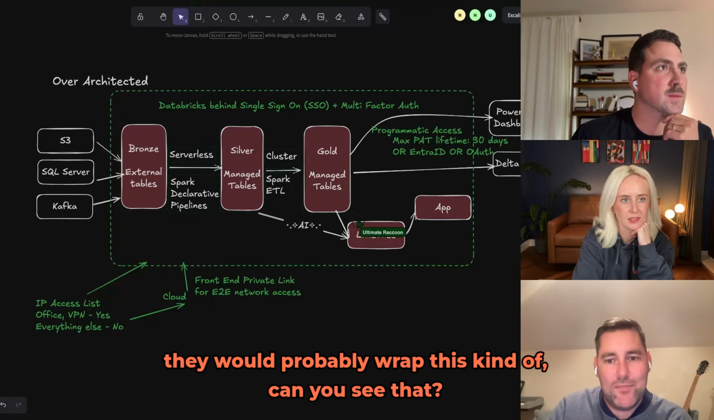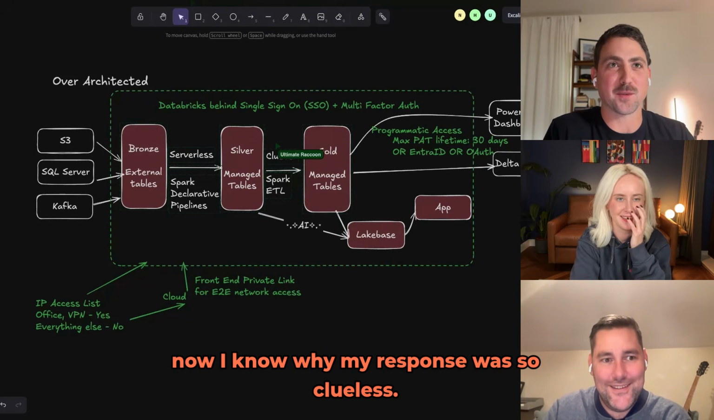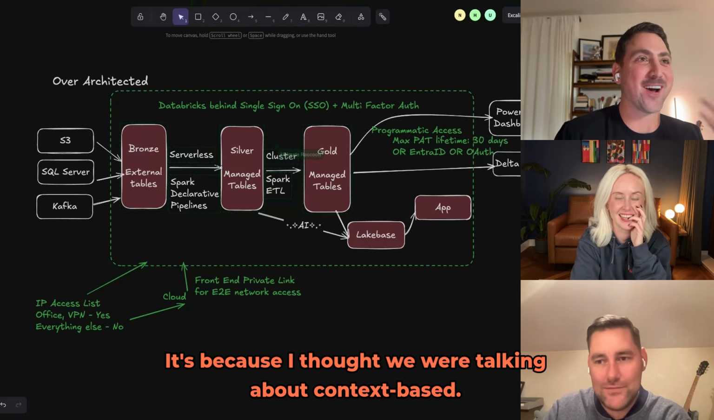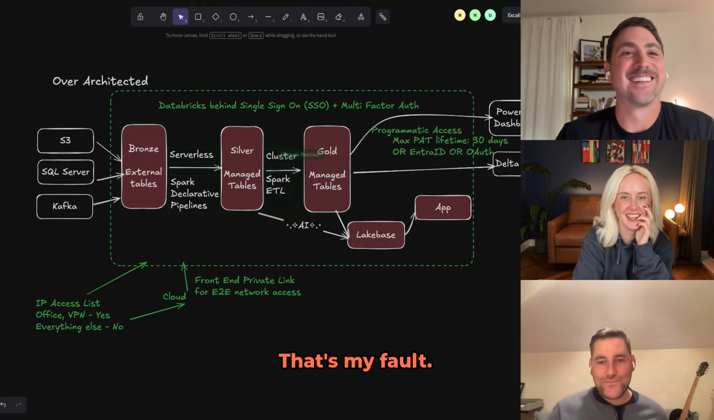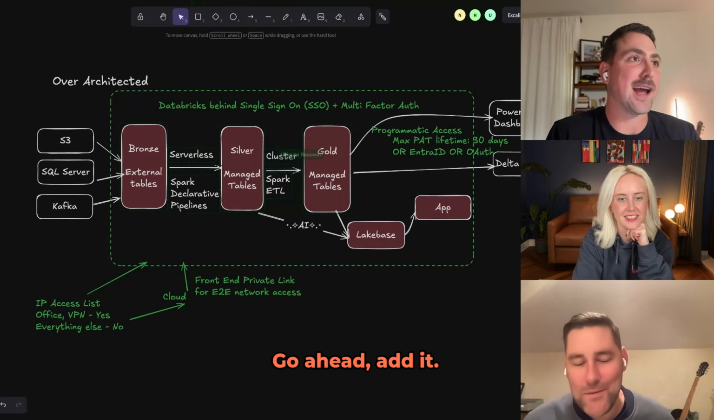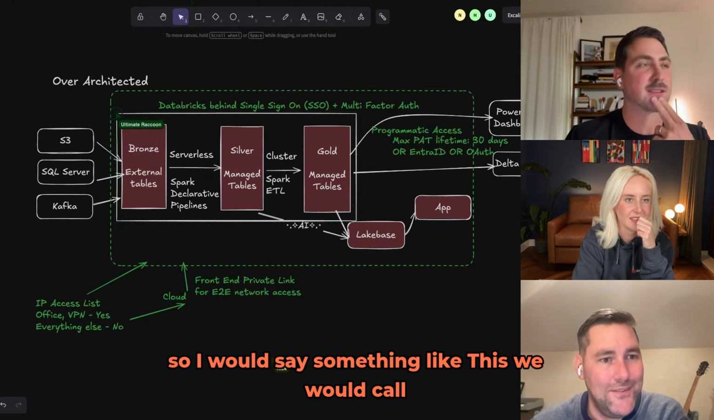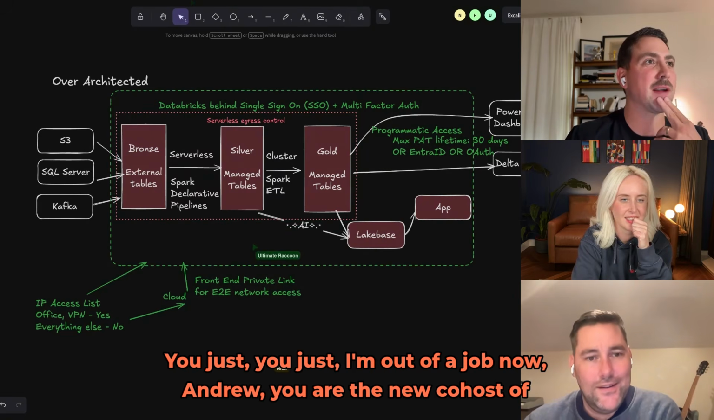They would probably wrap this kind of, can you see that? And now I know why my response was so clueless. It's because I thought we were talking about context-based. Never mind. Now I realize what we're talking about. That's my fault. Go ahead, add it. I would say something like this. We would call this. That's perfect. I mean, you're better than me at it. I'm out of a job now.